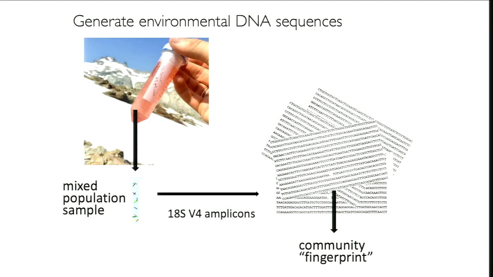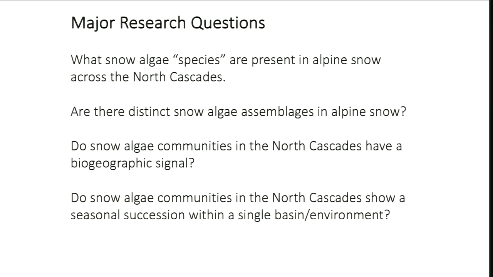We sequence a small piece of DNA. This is about 400 base pairs, so it's just a tiny piece of DNA, and we sequence millions of these tiny pieces of DNA. So we could have up to 100,000 sequences per sample. And each of the samples has a community fingerprint of all of the organisms that are living there.